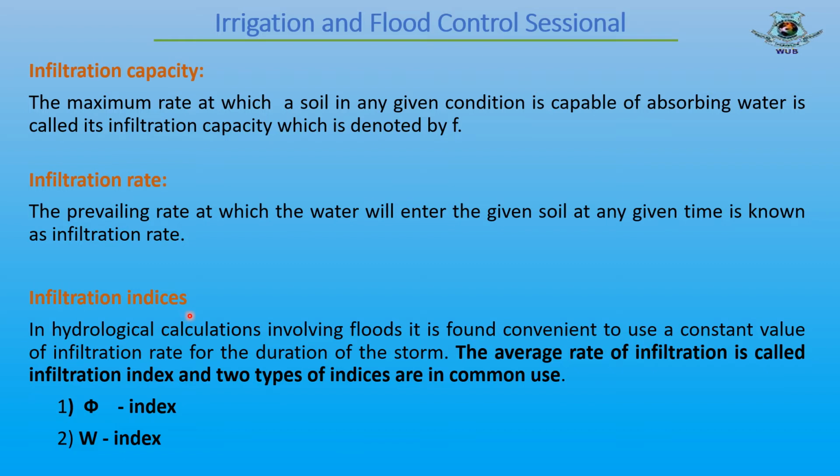Infiltration indices. The average rate of infiltration is called the infiltration index, and the plural form of index is indices. There are two types of indices in common use, which are the phi index and the W index. The plural form of these two indices is called infiltration indices.